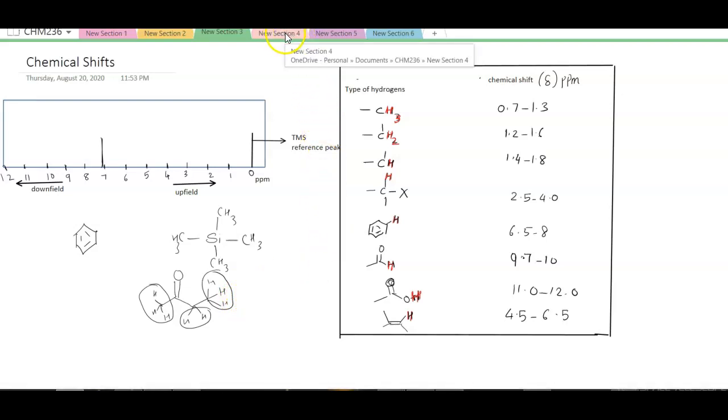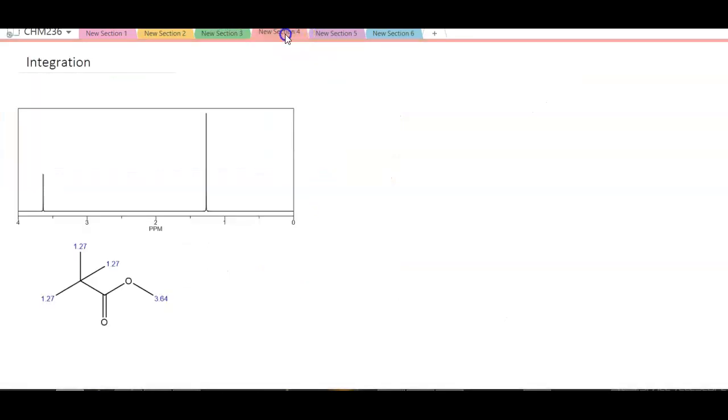The next topic which we would like to cover is integration. Now integration means the area under the peak. It tells us how many protons are under these peaks. So for example, this is a proton NMR spectrum of a molecule that's shown here. You can see that there are two sets of protons. One set here, there are 3 hydrogens, right? Same thing, hydrogens here, and we have hydrogens here.